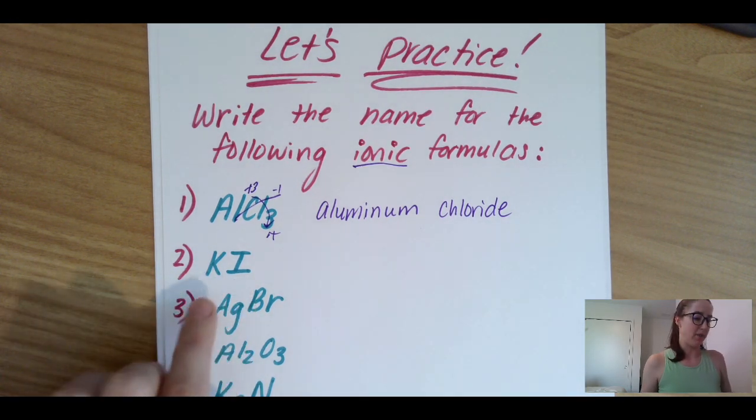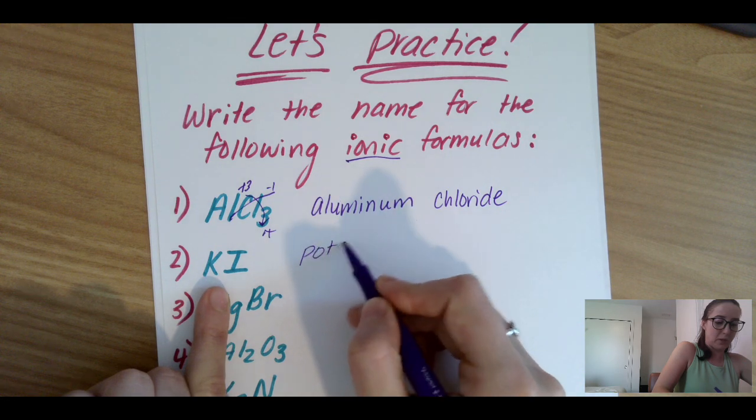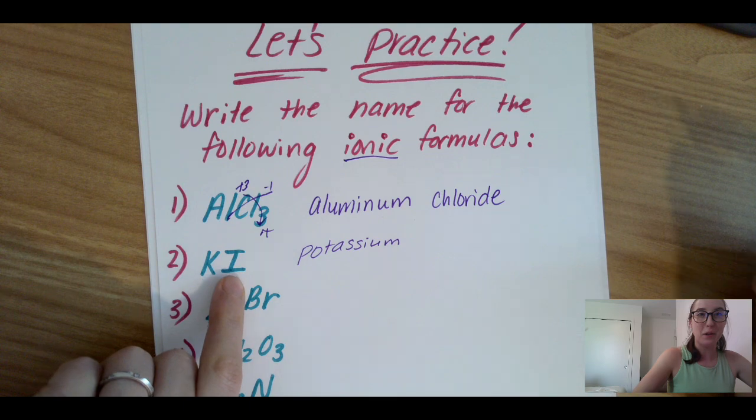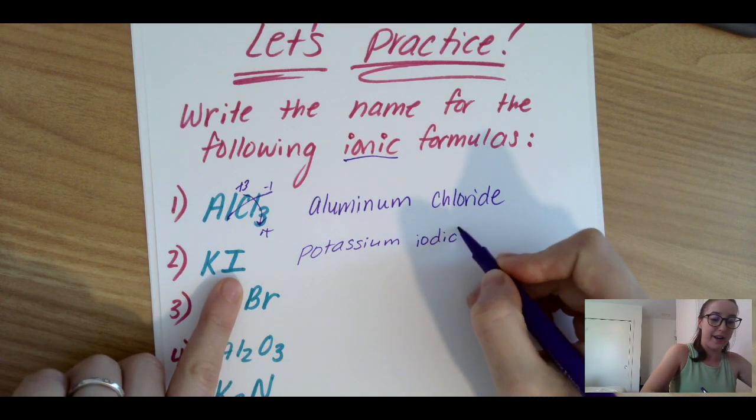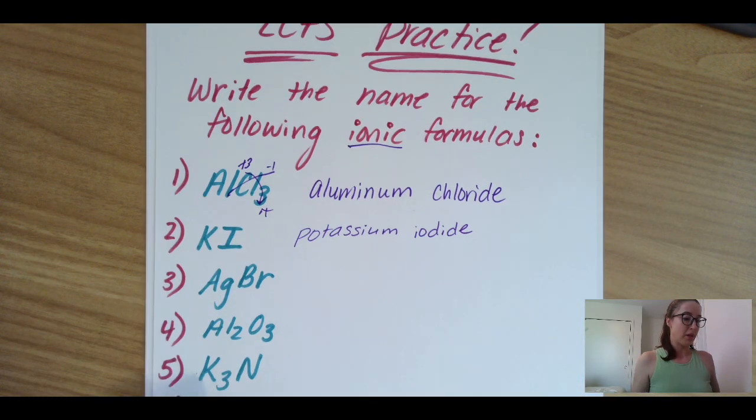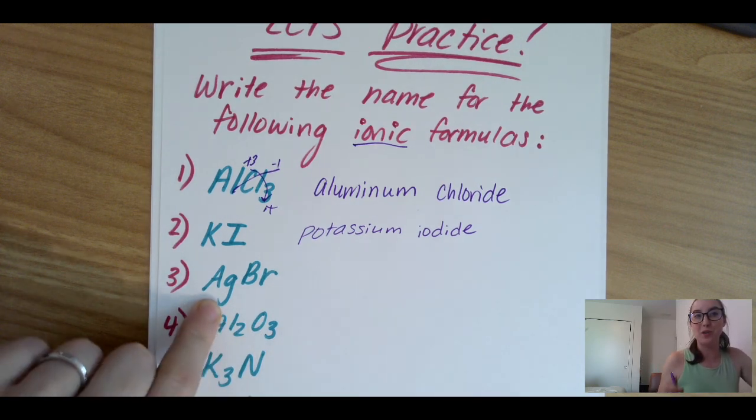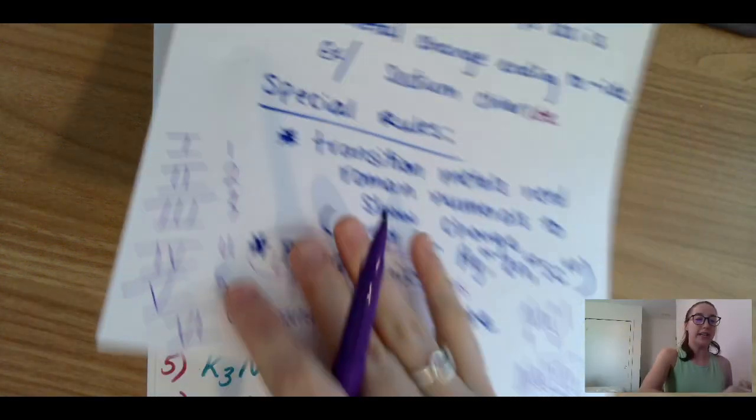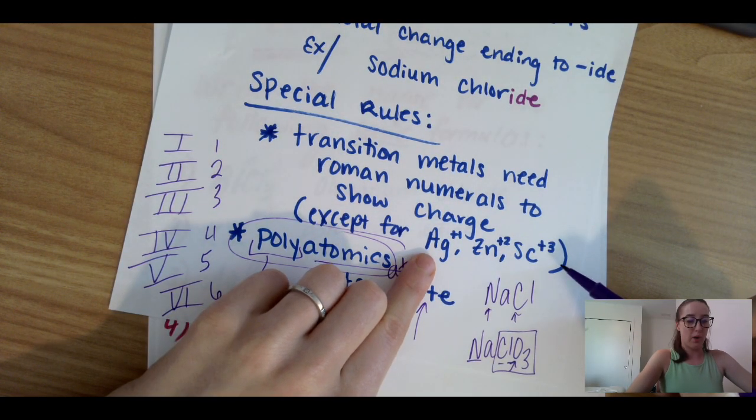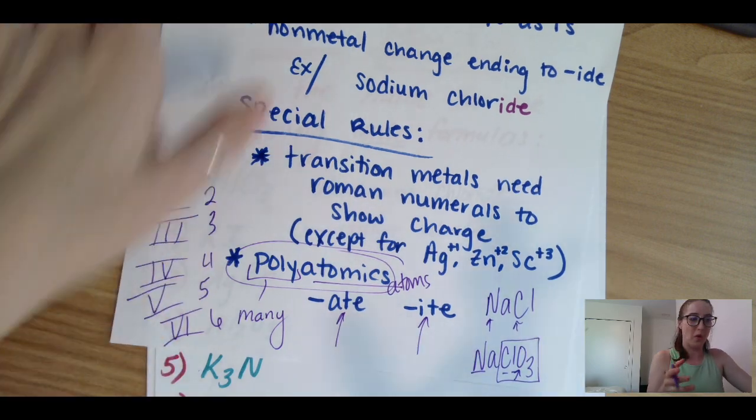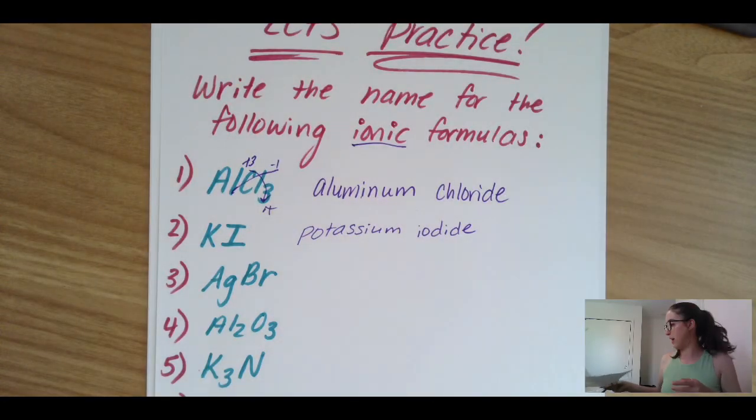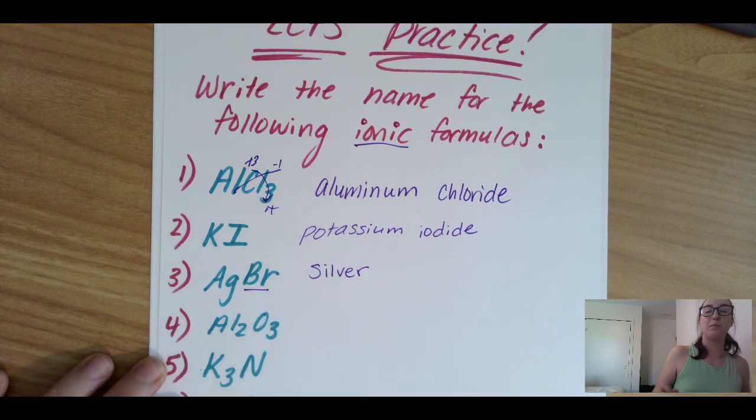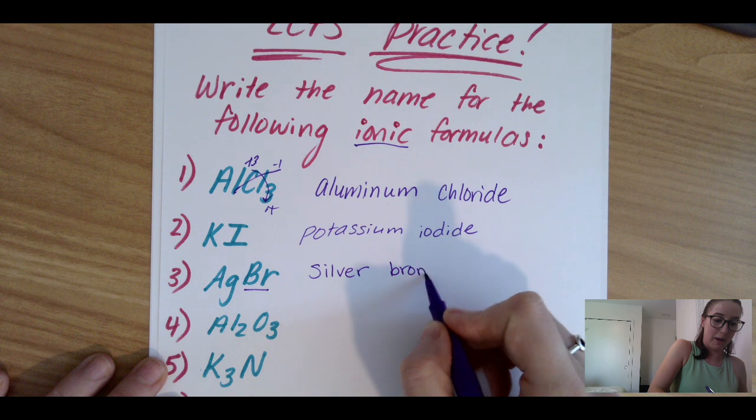All right, KI, all right? K is potassium, so I'm going to write that out. All right, and then I is iodine on the periodic table. I need to change that to iodide, all right? Number 3, I have Ag. Ag is silver. In my mind, I think, ooh, silver's a transition metal. But remember, silver is one of the exceptions, all right? So I'm not going to write silver Roman numeral 1 for the charge. I'm just going to write silver. And then again, Br is bromine, so I'm going to say bromide.